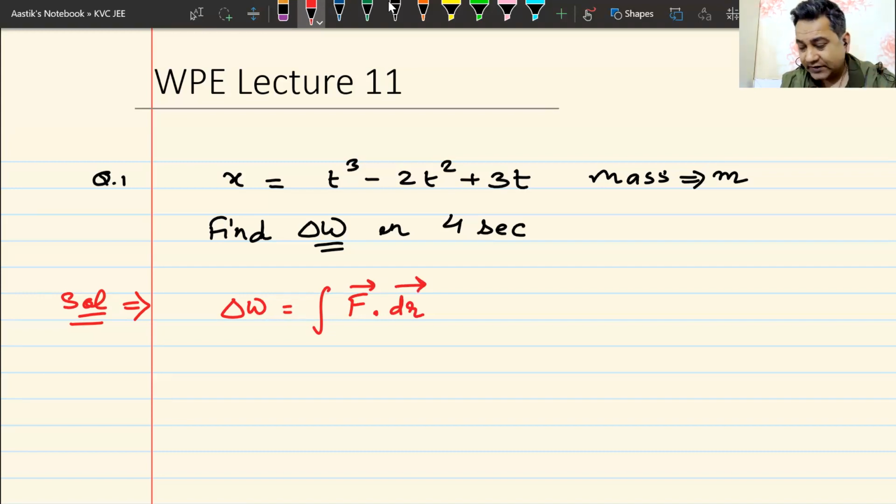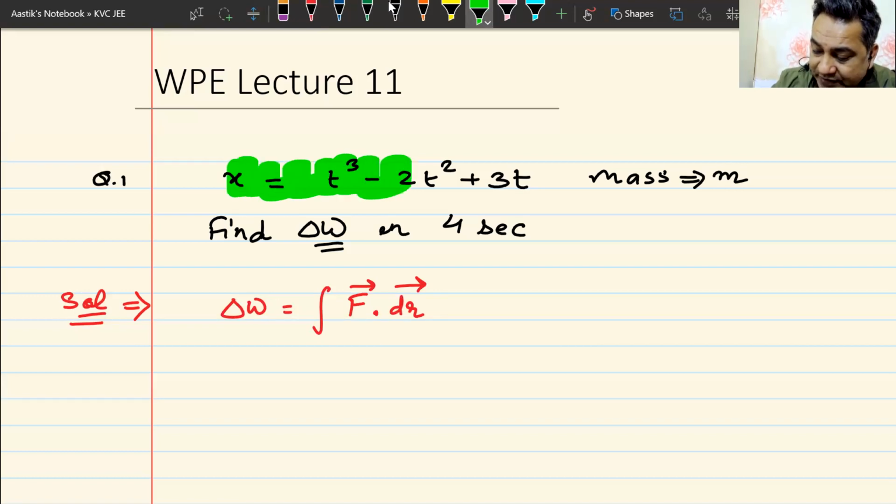Now, if force is given as a function of x, displacement or position, it becomes a very simple equation. We have already done so many questions. It's just a way of integrating it. But the problem with this question is that x is given as a function of time. For the first time in this chapter, x is given as a function of time, and you have to find the work done in 4 seconds.